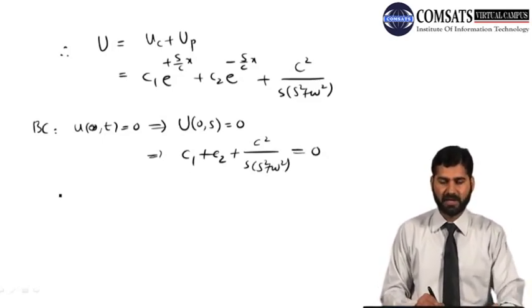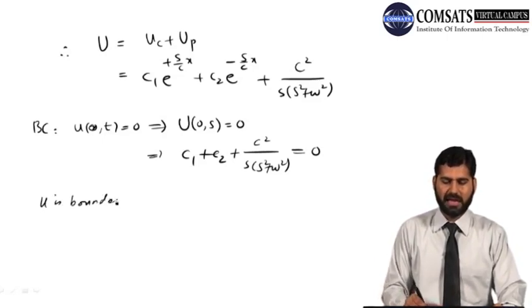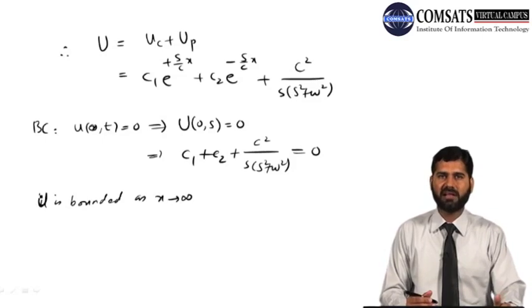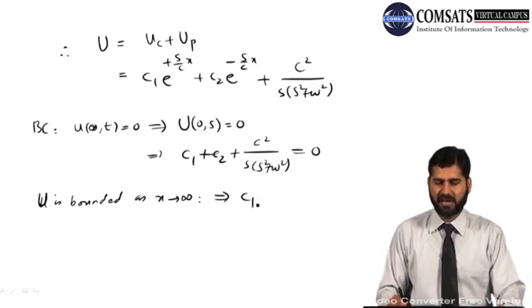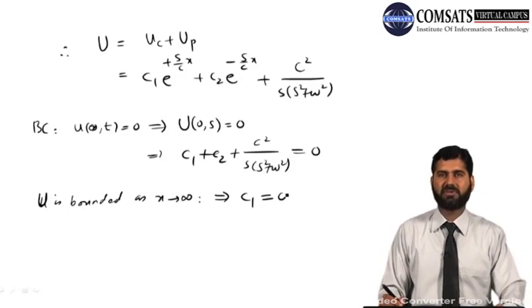The second condition was that u is bounded as x goes to infinity. If u is bounded, then capital U has to be bounded as well. If u is bounded, its Laplace transform is also bounded, right? So this condition implies that your c1 has to be equal to 0.